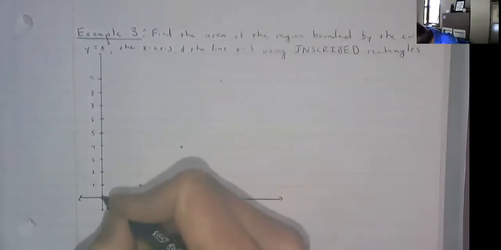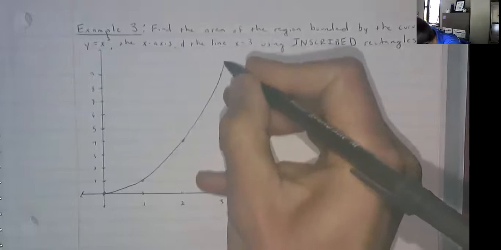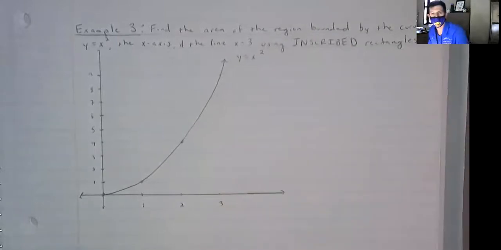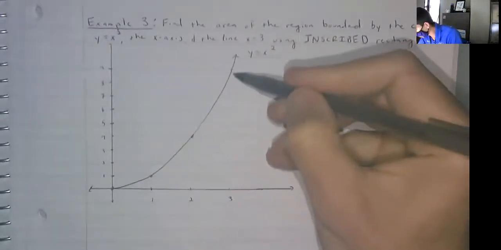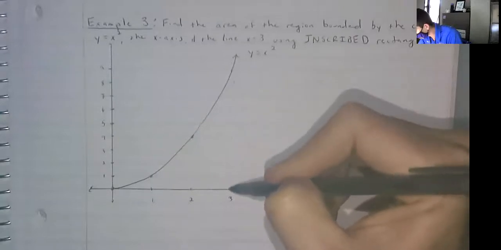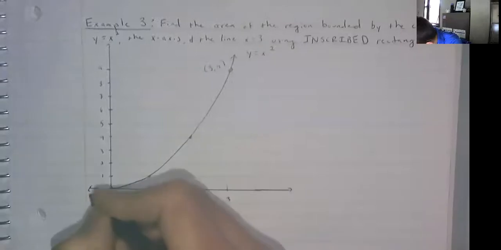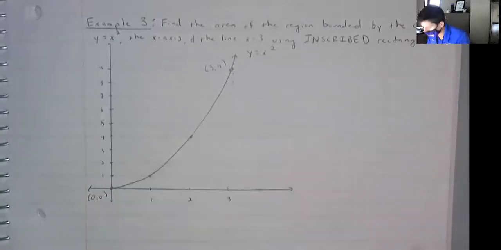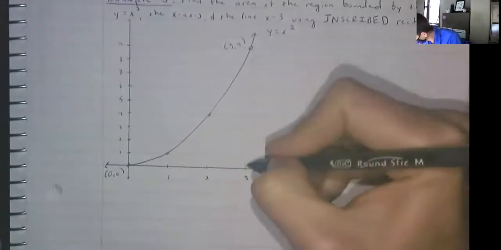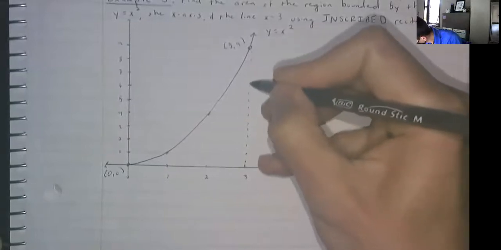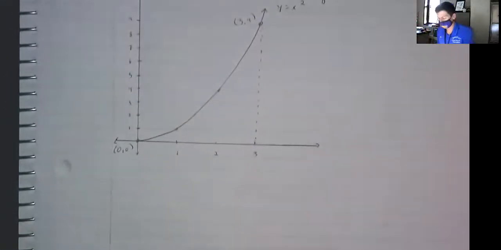We have a flatter parabola, so we spaced out the x values. There's our curve, y equals x squared. And we're going to drop down this vertical line. There's 3, 9. There's 0, 0. And we want to know what is the area under this curve using inscribed rectangles.